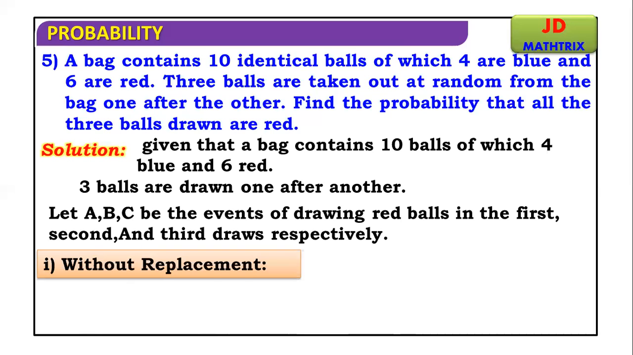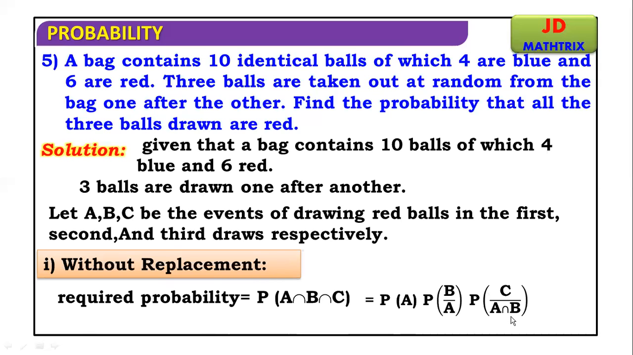Without replacement. That means the first ball drawn are not replaced. So required probability is equal to P of A intersection B intersection C. మరి ఎప్పుడైతే మనకు రీప్లేస్ చేయలేదో, ఆల్రెడీ మనం కాన్సెప్ట్ దగ్గర ఎగ్జాంపుల్స్ డిస్కస్ చేసాము, రీప్లేస్ చేయకపోతే ఈవెంట్స్ డిపెండెంట్ ఈవెంట్స్ అవుతాయి. హెన్స్ బై యూజింగ్ మల్టిప్లికేషన్ థీరమ్ P of A intersection B intersection C can be written as P of A into P of B by A into P of C by A intersection B.